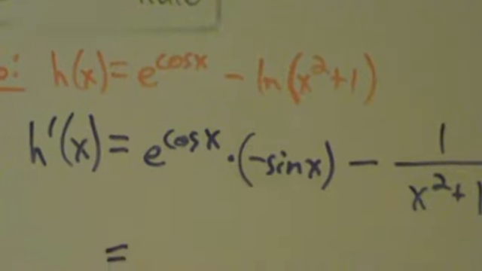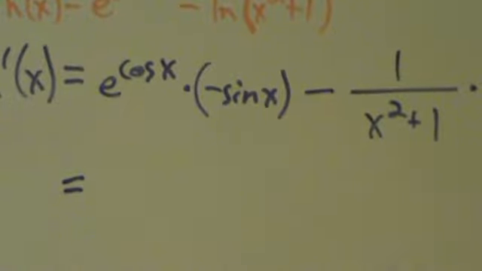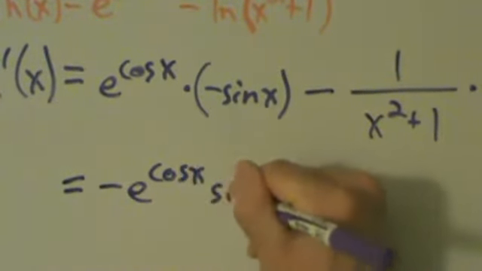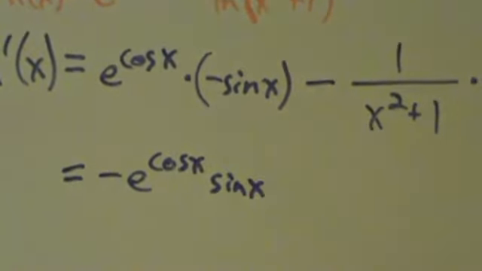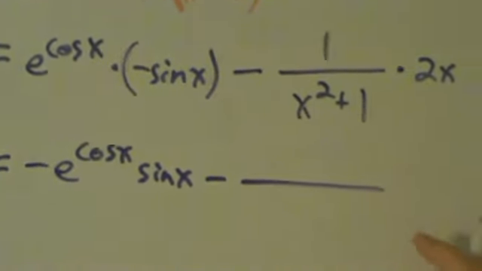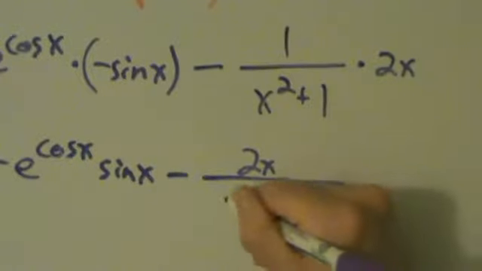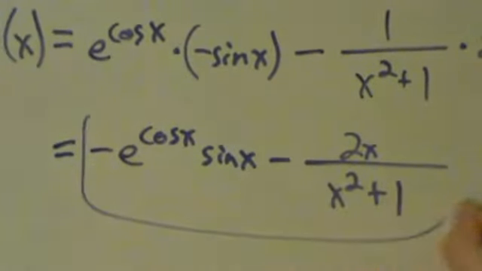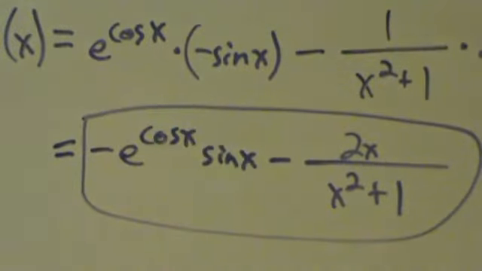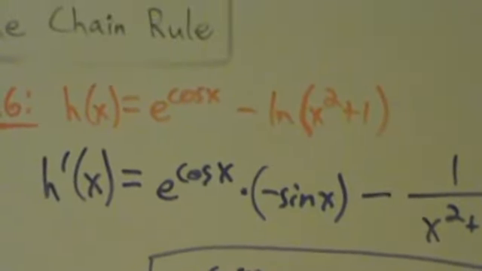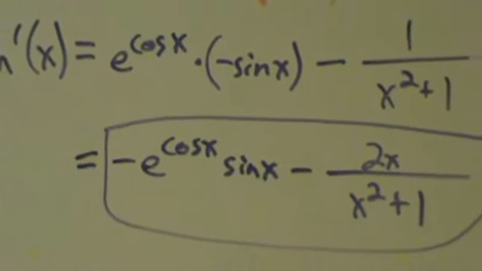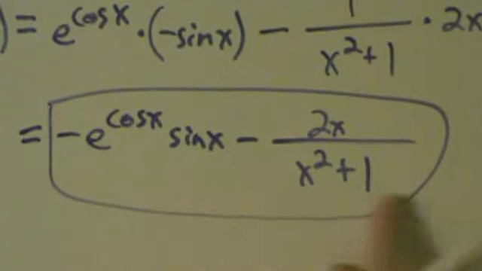And then we simplify, not really much to simplify, I guess, but we could just say minus e to the cosine of x times sine of x, like that. And then minus 2x over x squared plus 1. And that's our answer for example 6. So if h of x is e to the cosine of x minus natural log of x squared plus 1, then h prime of x, the derivative, is this big ol' mess here.